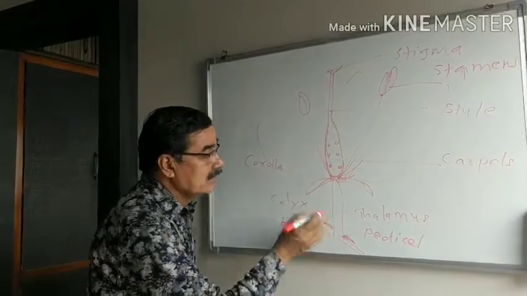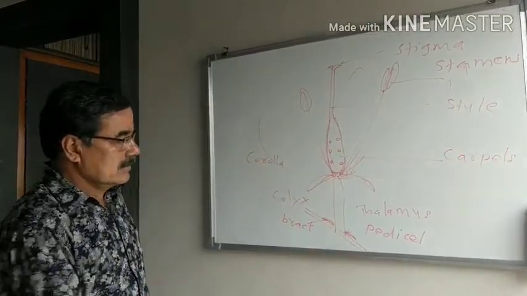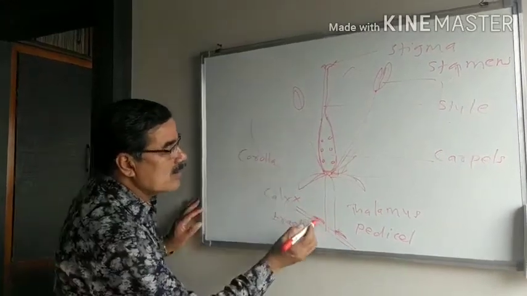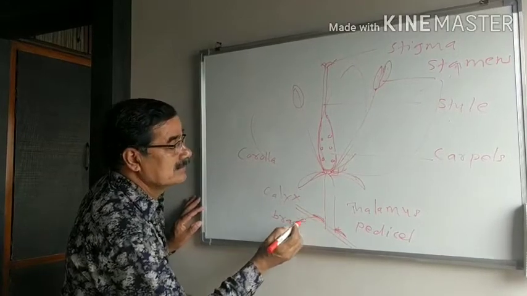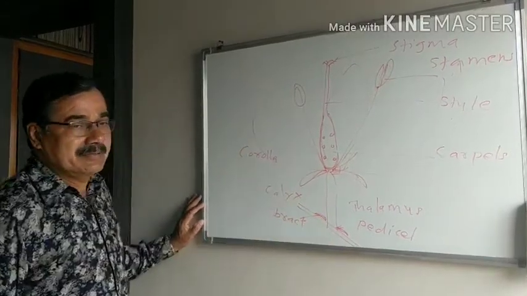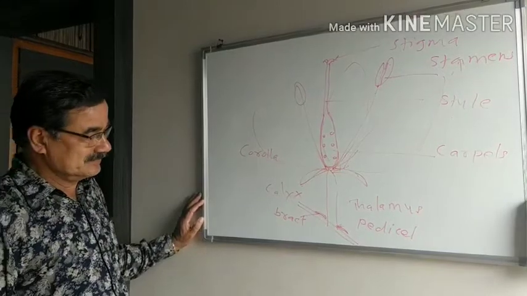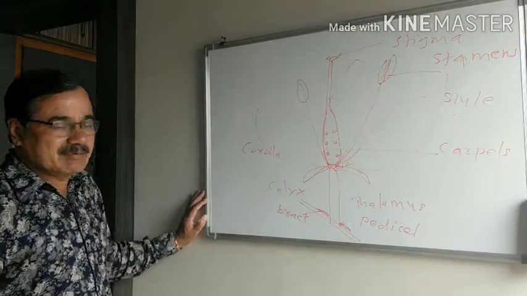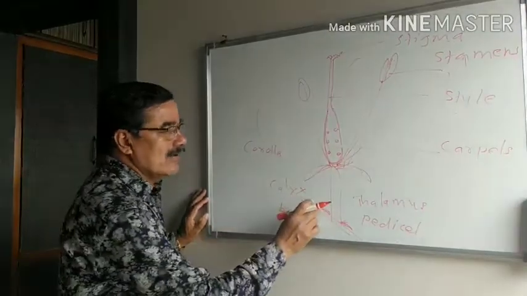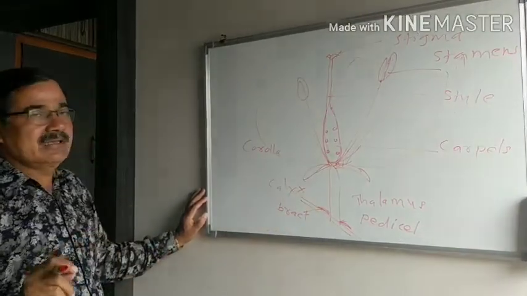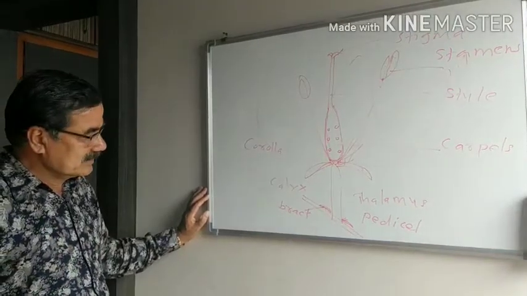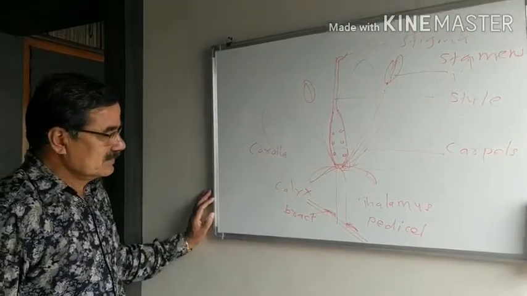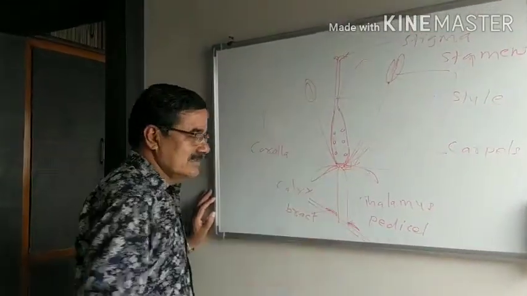The bract, in a young condition, protects the flower. When the flower has a bract, it is said to be a bracted flower. When such bracts are absent, the flower is known as an abracted flower. A bracted flower example is Caesalpinia. An abracted flower is hibiscus.